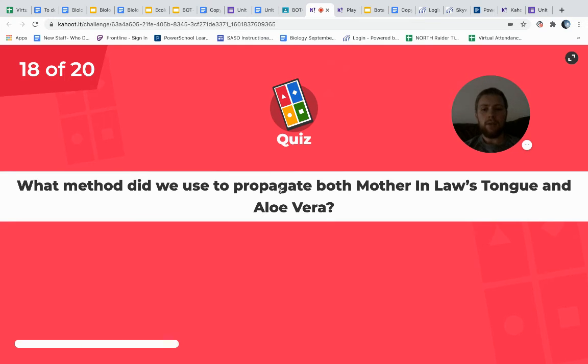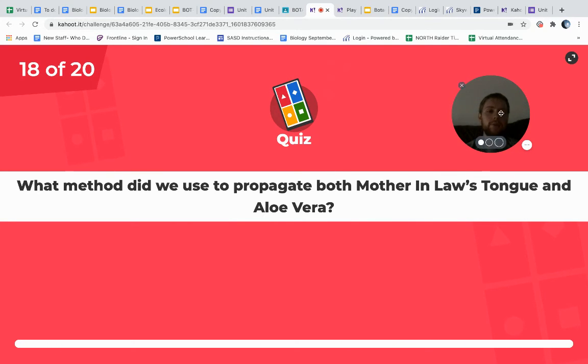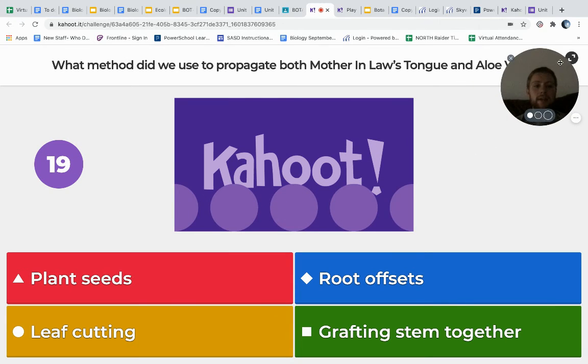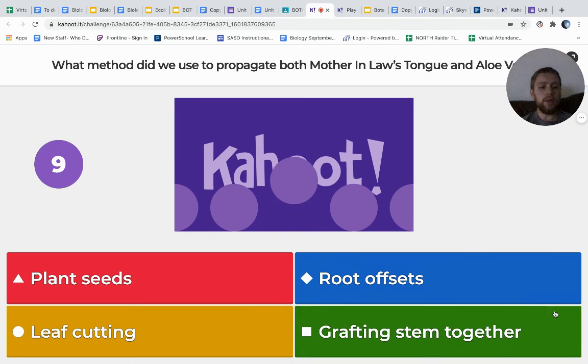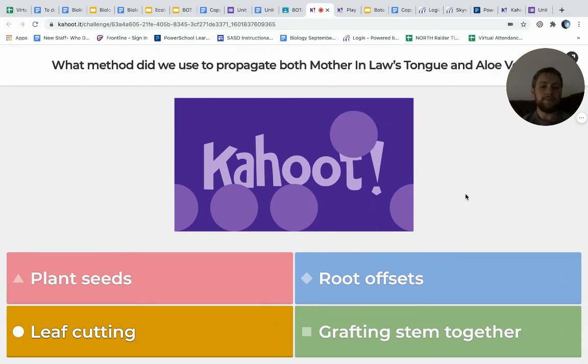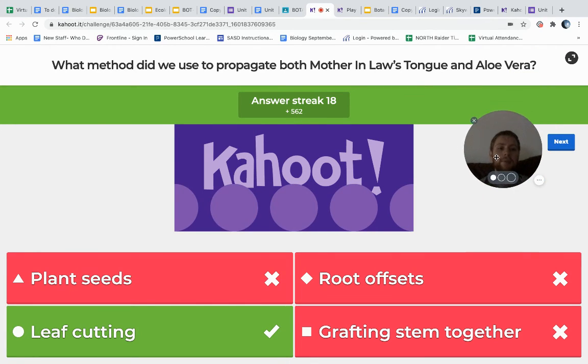And 18, what method did we use to propagate both mother-in-law's tongue and aloe vera? So this one comes from those planting demonstrations. So what did we do? We did not plant seeds. We did not use roots, offsets, though I said that might be more successful for the aloe. We didn't graft stems together. This wouldn't really be relevant for those plants. We did, however, do leaf cuttings, a very simple method of propagation.